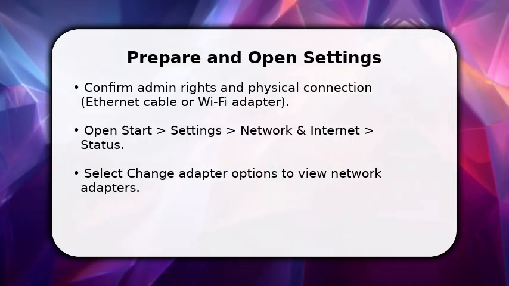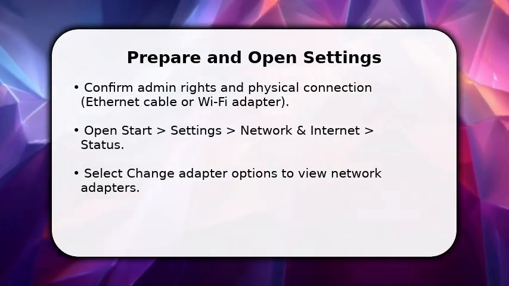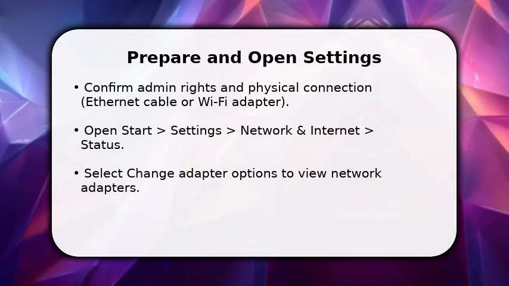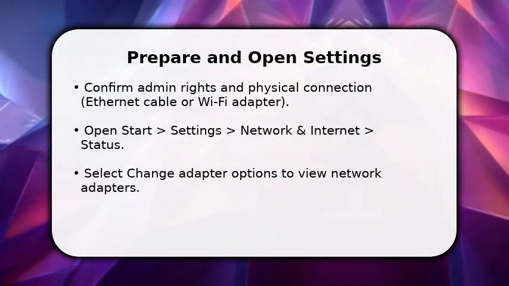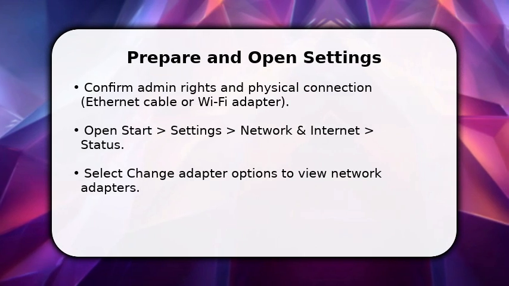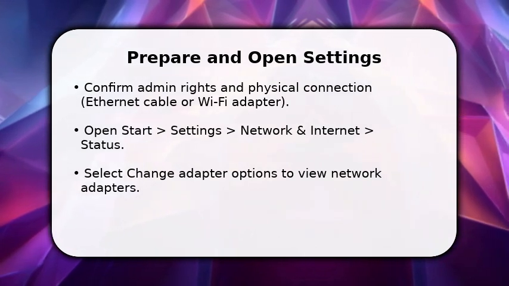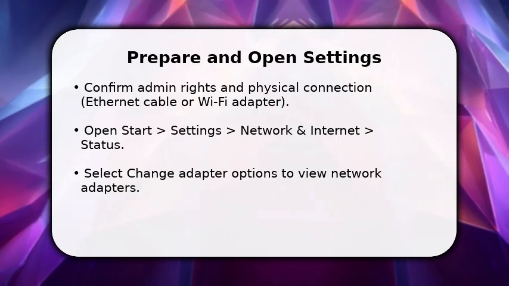Next, choose Change Adapter options to reveal all network adapters. Seeing them is necessary because you will enable, disable, or configure properties directly. This step begins the hands-on work and explains why we go to adapter options first.